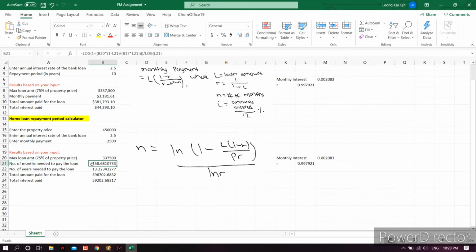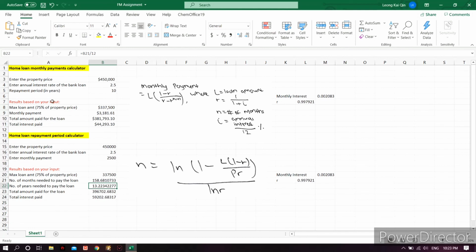So it's around 158 months, and in order to find the number of years, it's basically around 158 months divided by 12, which is equal to around 13, as you can see in the formula bar. And so that is how you use our calculators, and these are the formulas that I've input in Excel.